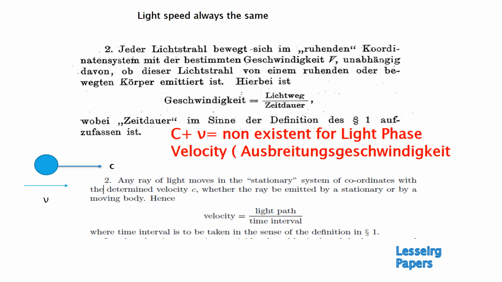So basically, after he explains how he measures a system in the stationary system, he then goes to his paragraph 2, where he clearly states what I originally mentioned, that the speed of light is independent of the speed of the source of that light. And he basically says that anything faster than light is not possible for light phase velocity, also Ausbreitungsgeschwindigkeit. Again, his definition of velocity is the light path divided by the time interval for that path.